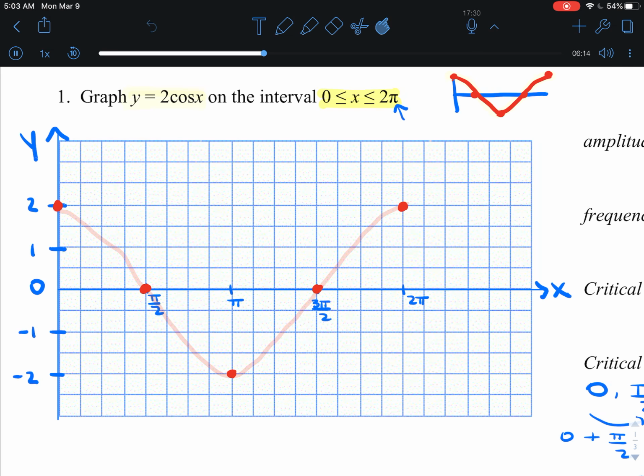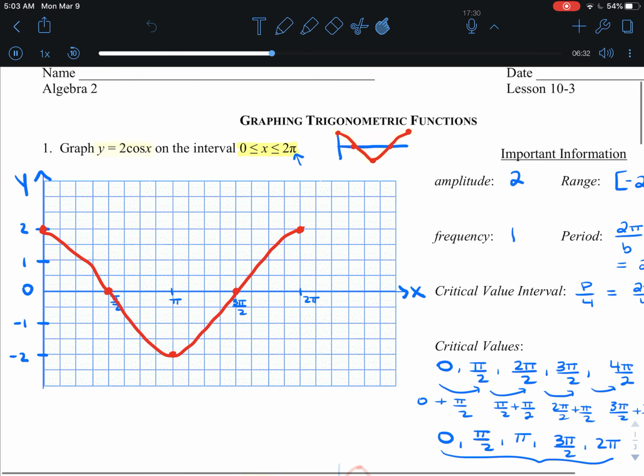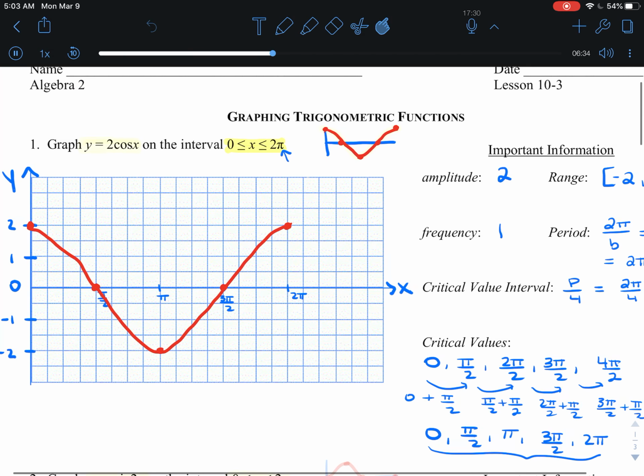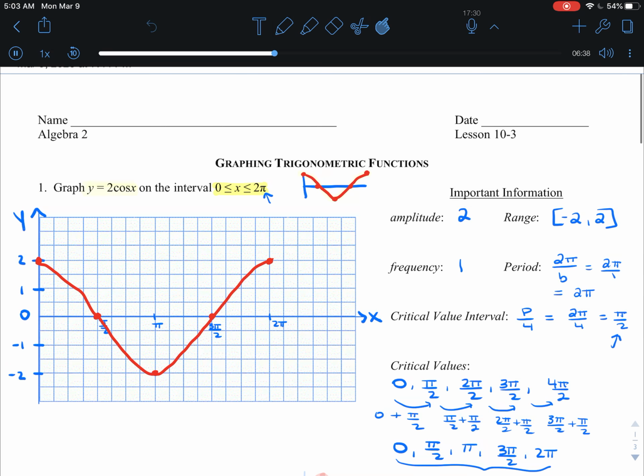So now if we just connect these points with a smooth curve, not the smoothest of curves, let me try that again. We've now graphed y equals 2 cosine x. We're going to try at least one more.